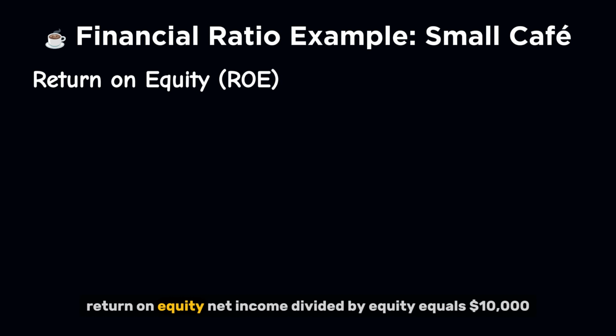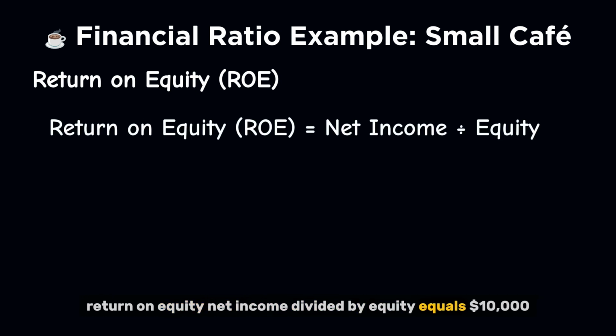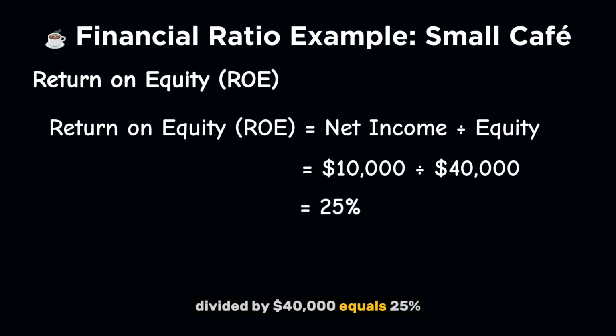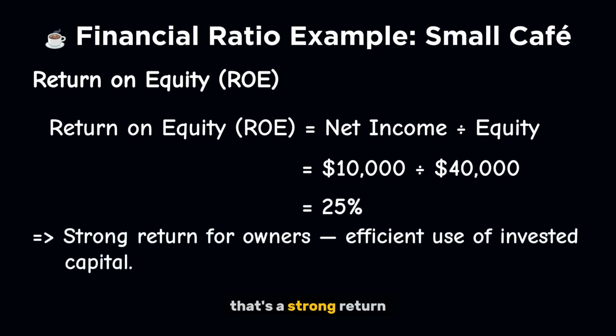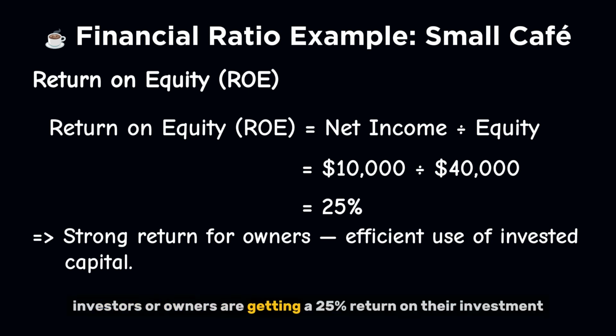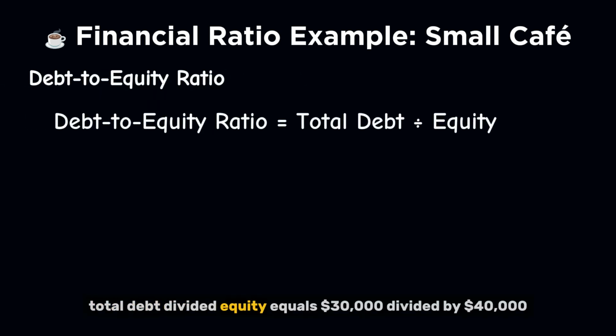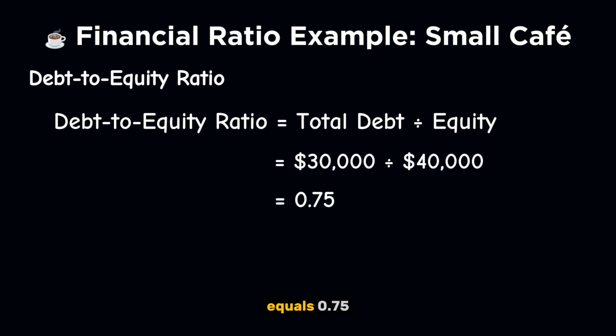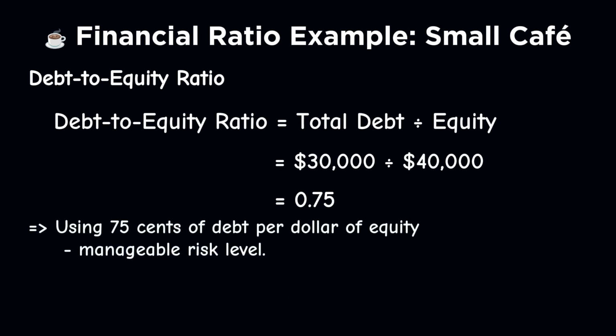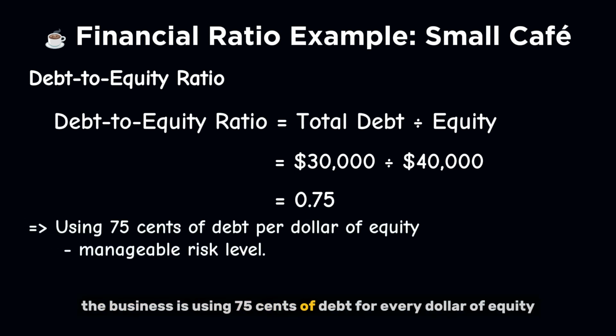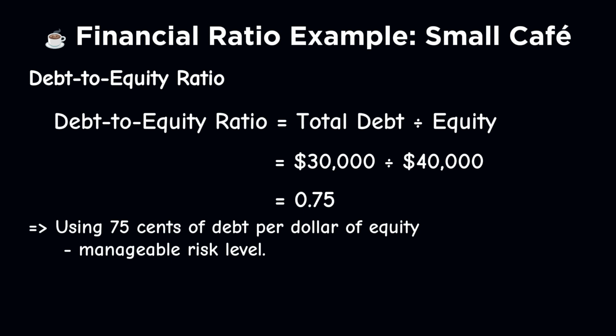Now, return on equity. Net income divided by equity equals $10,000 divided by $40,000 equals 25%. That's a strong return. Investors or owners are getting a 25% return on their investment. Finally, debt to equity ratio: total debt divided by equity equals $30,000 divided by $40,000 equals 0.75. The business is using 75 cents of debt for every dollar of equity. That's a manageable level, not too risky.